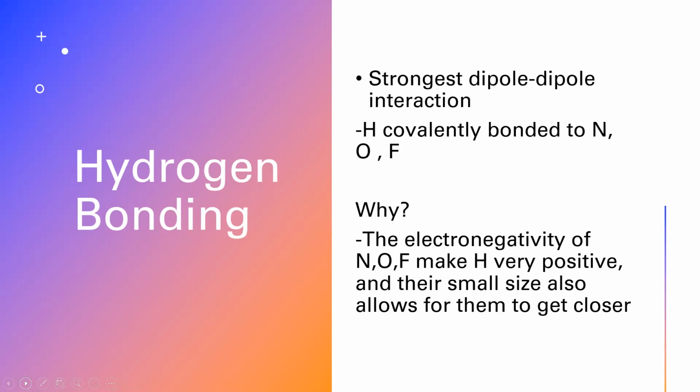And so why, I guess, does it have to be covalently bonded to those? Because the nitrogen, oxygen, and fluorine make the hydrogen very positive. If you look at a periodic table, or if you just memorize it because you're smart like that, you will know that nitrogen, oxygen, and fluorine are very negative. And so the very negative makes the positive even more positive, creating a stronger interaction. And as I said here, their small size also allows them to get closer to each other.